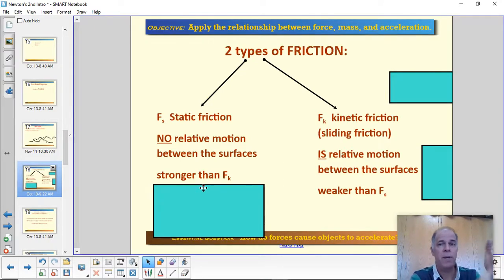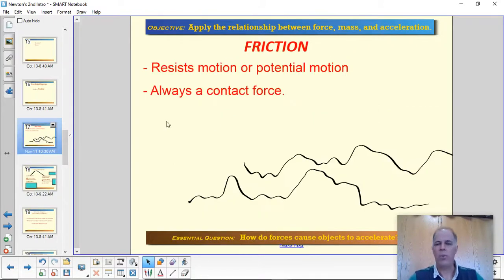And as long as you keep it going, the friction is lower until you stop again, and then it locks up and you're back to static friction. Now, why does this happen? Why is static friction stronger than kinetic?